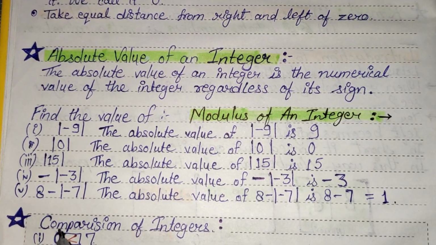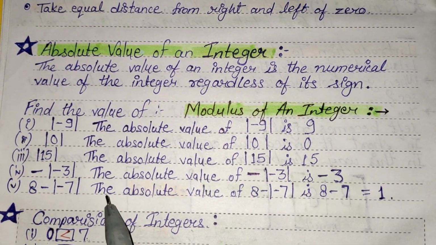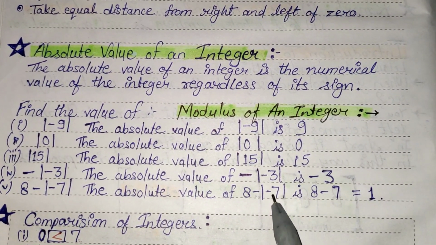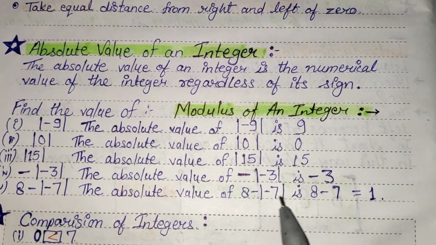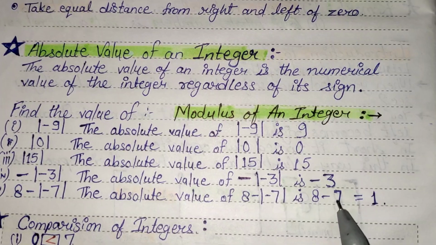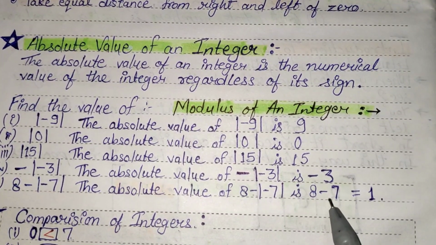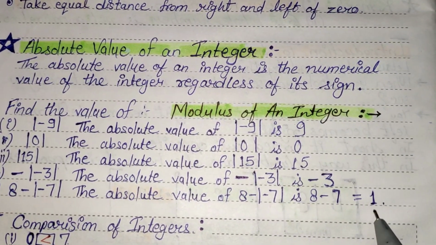Now look here, 8 minus mod minus 7. The absolute value of this is, when you pull out minus 7, it will become positive, but the minus is waiting to reverse it. So 7 comes back to the initial state, that is minus 7. So 8 minus 7 equals 1.